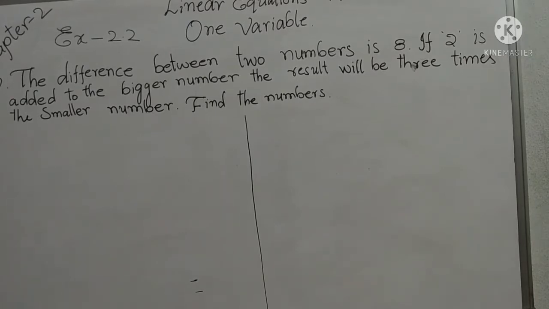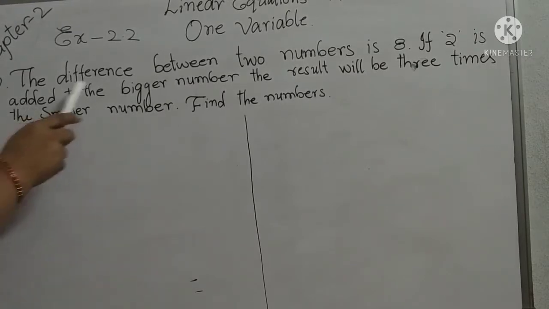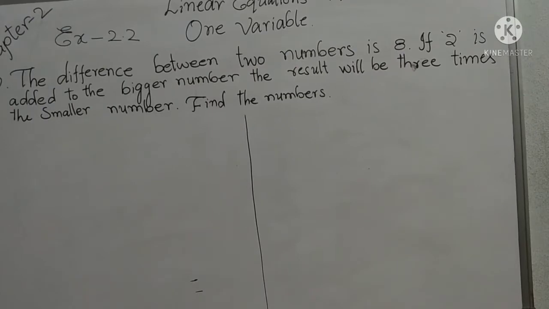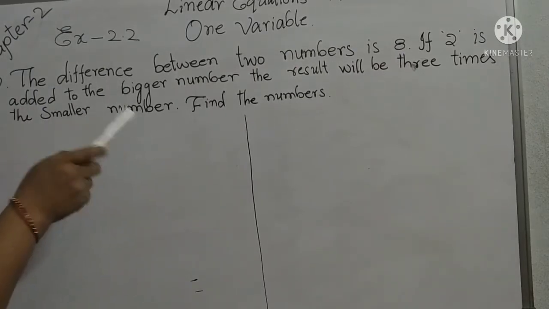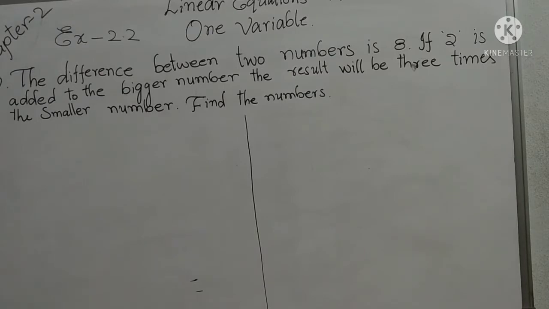If 2 is added to the bigger number, the result will be 3 times the smaller number. Then find the numbers. Understand, children? Once again: the difference between two numbers is 8. If 2 is added to the bigger number, then we take the bigger number as x. The result will be 3 times the smaller number. Find these numbers.